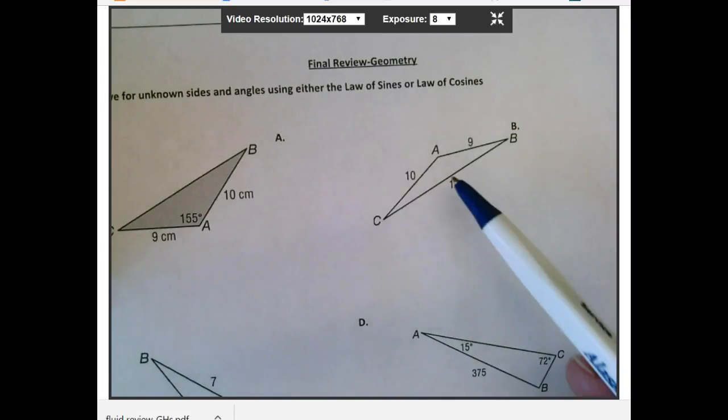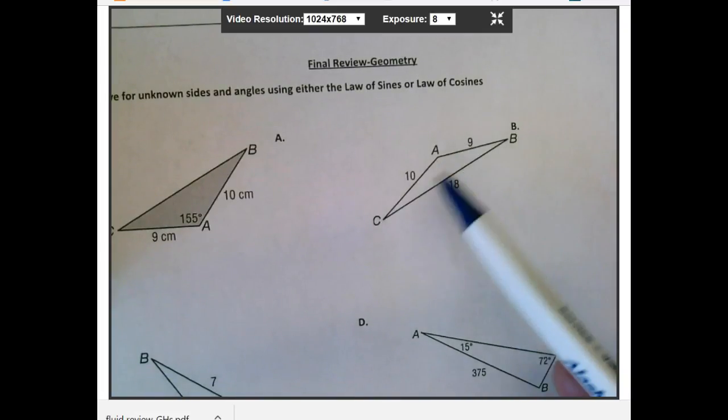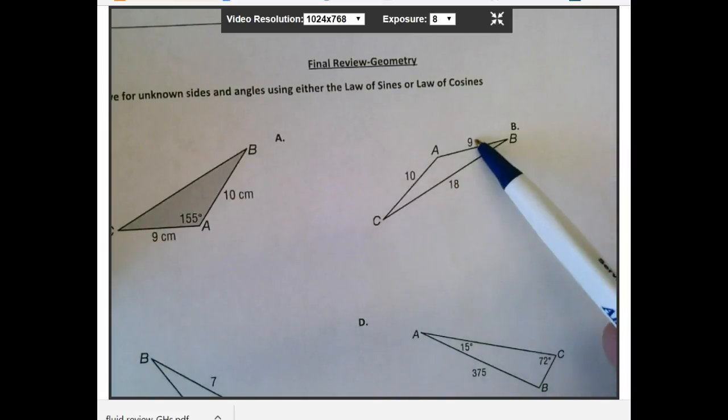Alright, so this is going to be our next problem. It's going to be number 1. This is using law of sines or law of cosines. This is a real classic one. We've got a triangle here with no angles. We've got side C equal to 9, side B is 10, side A is 18. So it's law of cosines.